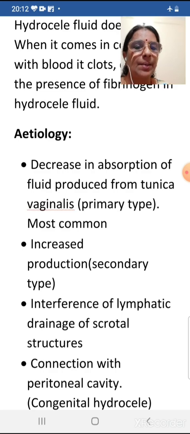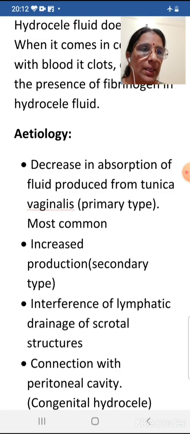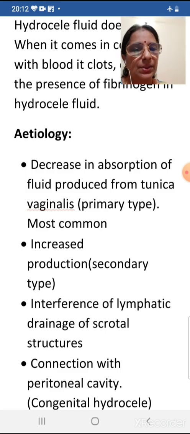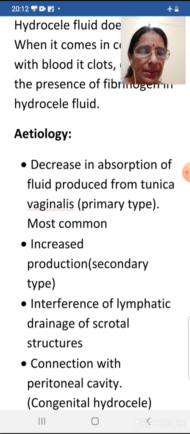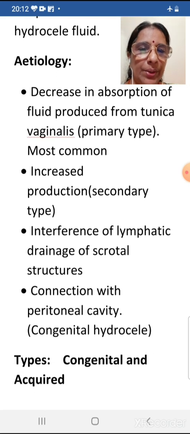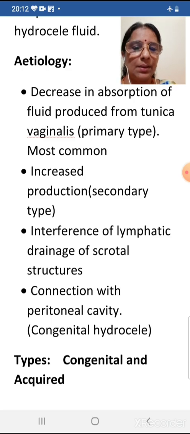One is decrease in absorption of the fluid produced by the tunica vaginalis, the most common reason for primary type of hydrocele. Increased production due to infections like tuberculosis, leprosy, syphilis, or due to trauma, are the causes for secondary type of hydrocele. Interference with the lymphatic drainage of scrotal structures is especially seen in filarial hydrocele. And whenever there is a connection with the peritoneal cavity, fluid from the peritoneal cavity collects in the scrotum, that is called congenital type of hydrocele.